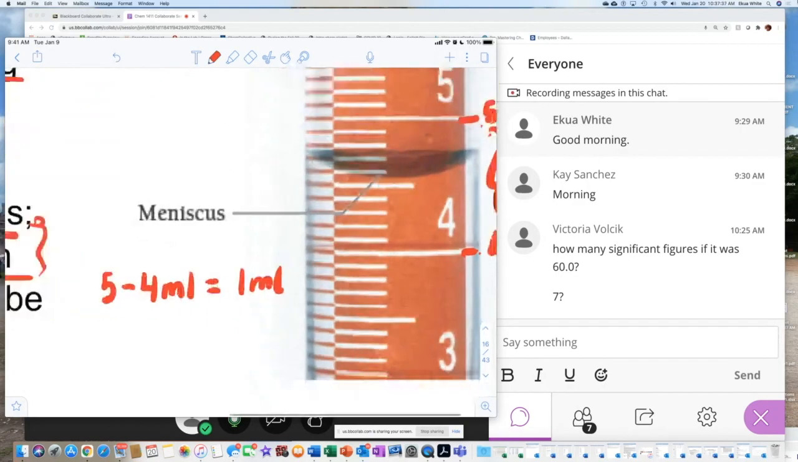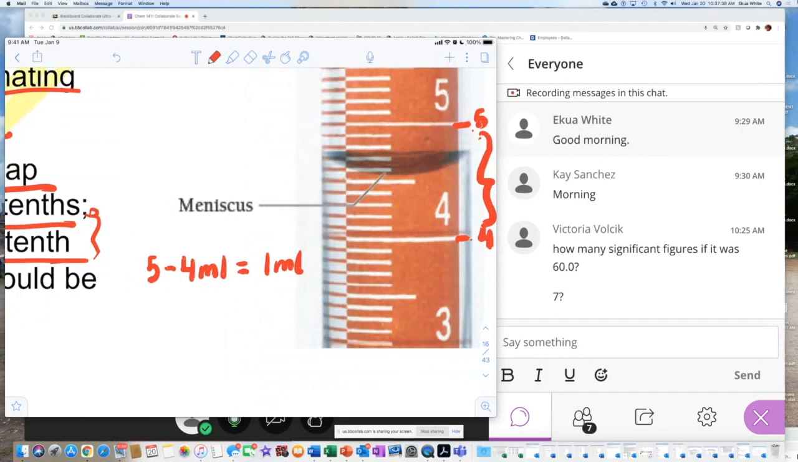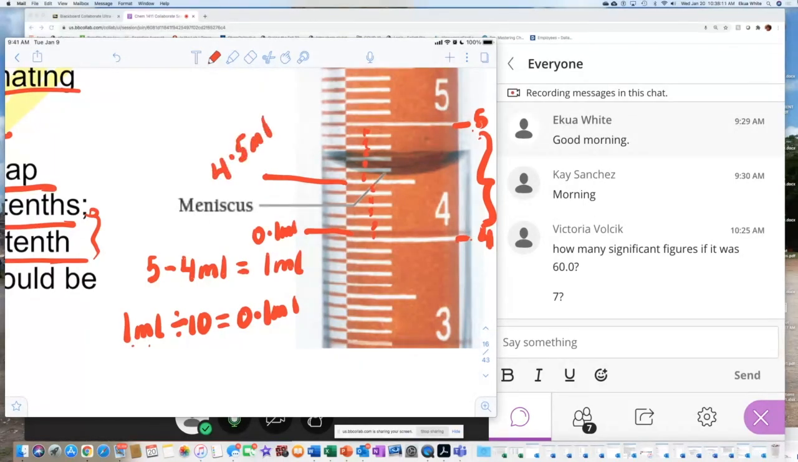So let me count and see. I know I have 1 milliliter. It's divided into 1, 2, 3, 4, 5, 6, 7, 8, 9, 10. Oh, I have 1 milliliter divided into 10 spaces. So I can say it's 1 milliliter divided by 10, which makes 0.1 milliliter. So each of these spaces is 0.1 milliliter. The halfway point between the 4 and the 5 is going to be 4.5 milliliters. That makes sense. Okay, so we're doing good, right?